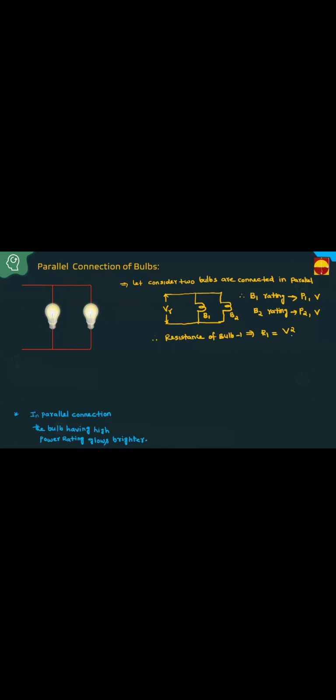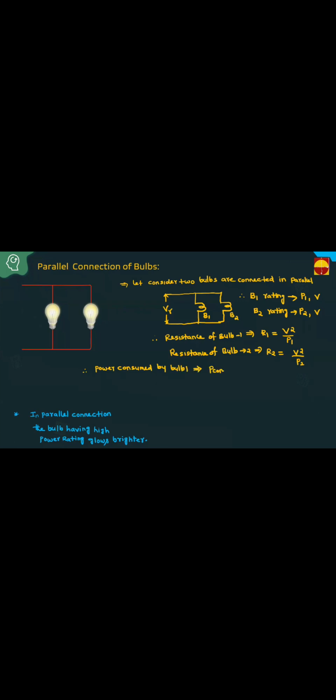how can you write this? V square by P1. What is the resistance of bulb 2? The resistances of the bulbs are calculated from the ratings. This is important. R2 equal to V square by P2. Now in this case, what is the power consumed by bulb 1, students?